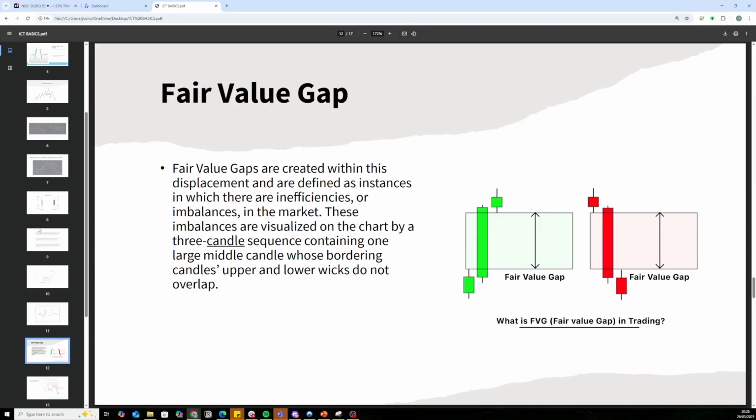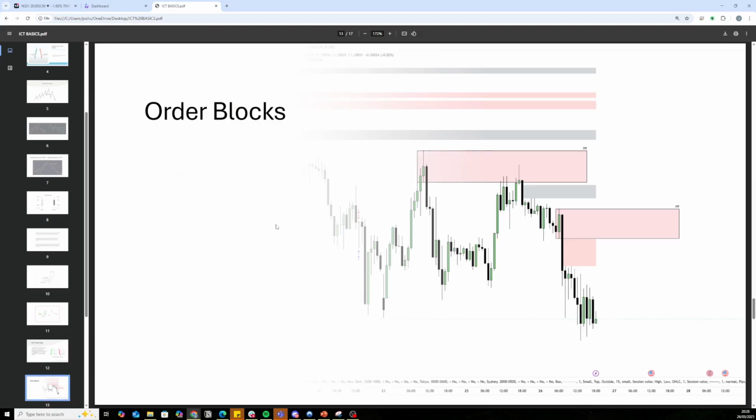Okay, so we've got fair value gaps. The next thing you need to know about ICT is order blocks. What are order blocks? Order blocks are areas where institutions leave their limit orders, or there's a lot of orders essentially built up, which is going to shift price lower. Now, there's various ways to identify good order blocks and bad order blocks. Order blocks are essentially supply and demand. They are very, very similar.